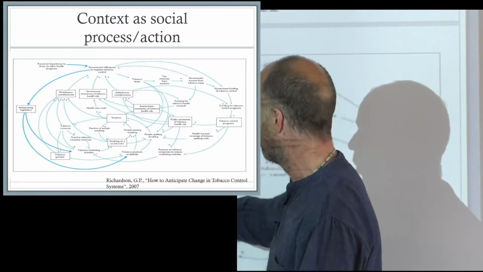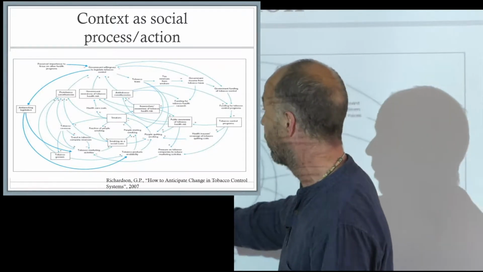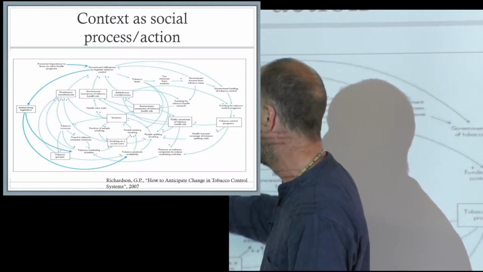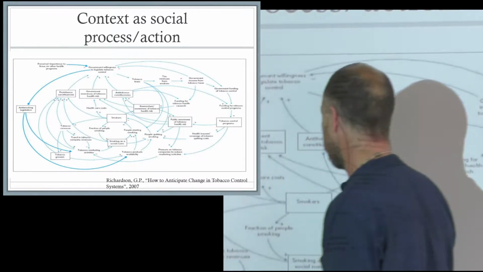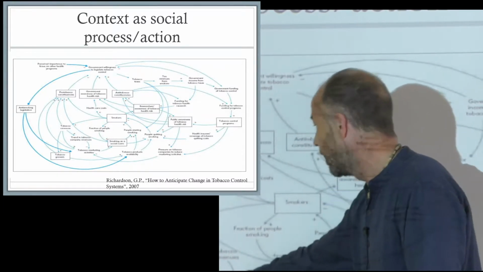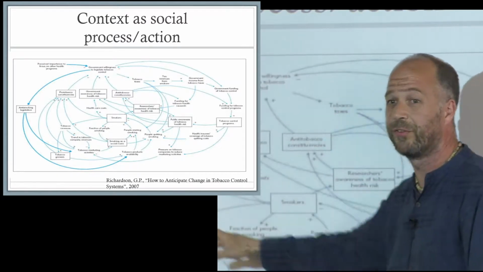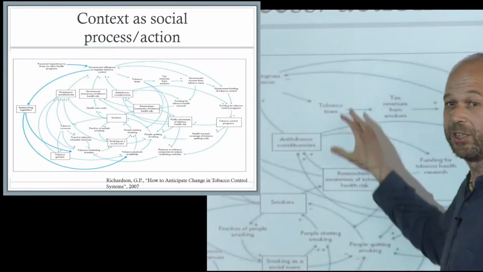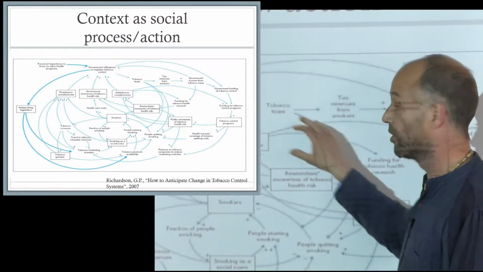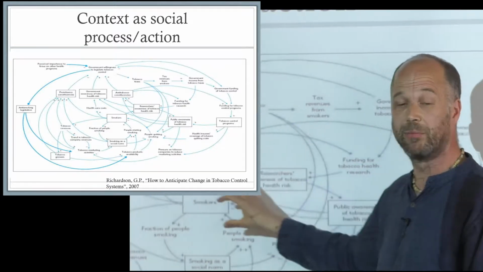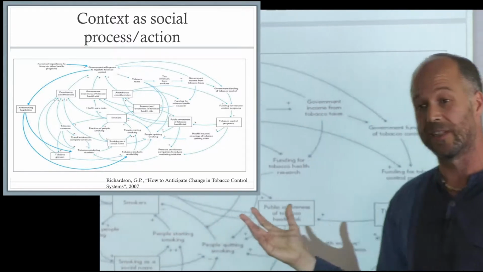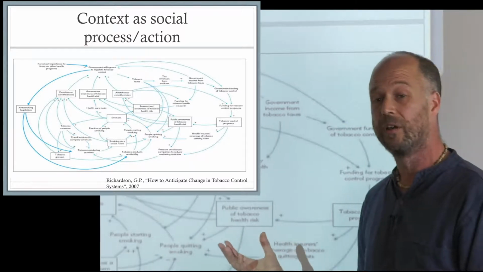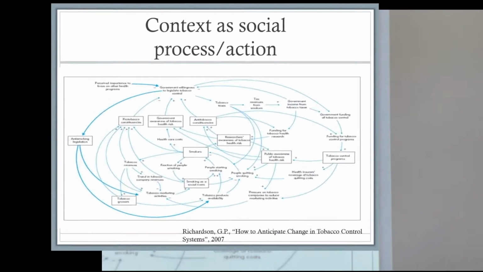So here we've got what influences smoking behaviour, and we've got things like government awareness of tobacco, anti-smoking legislation, tobacco growers. And so it represents this kind of dynamic nature, this relationship, these forces that interact with one another. So context can be viewed as a social process and forms of social action rather than characteristics.